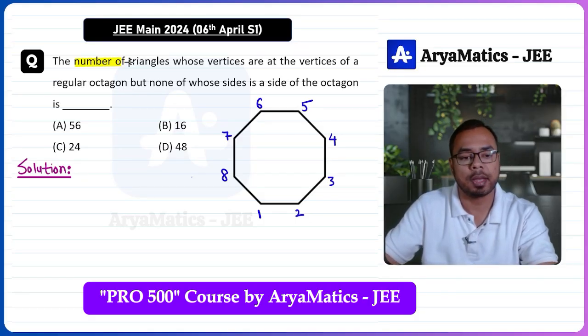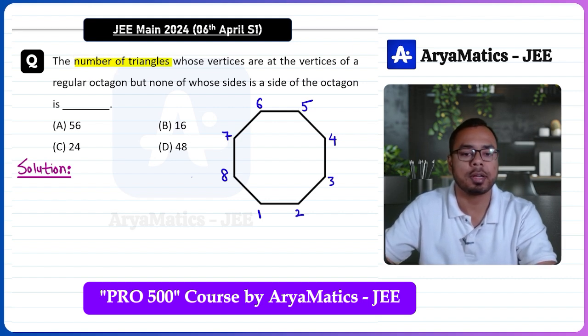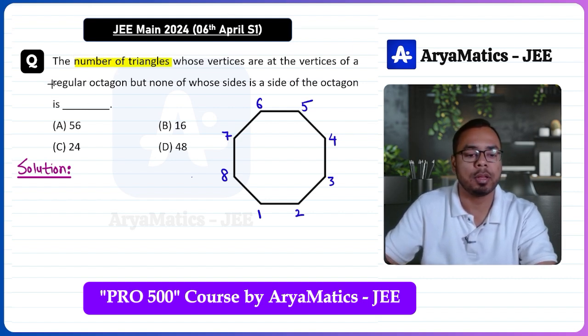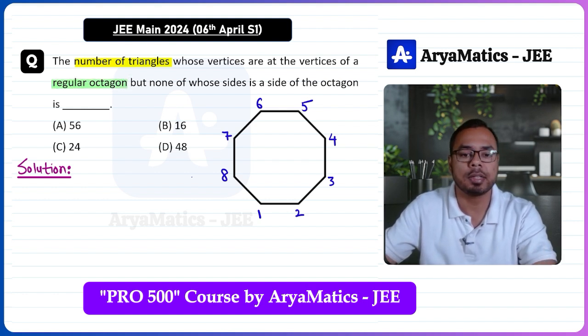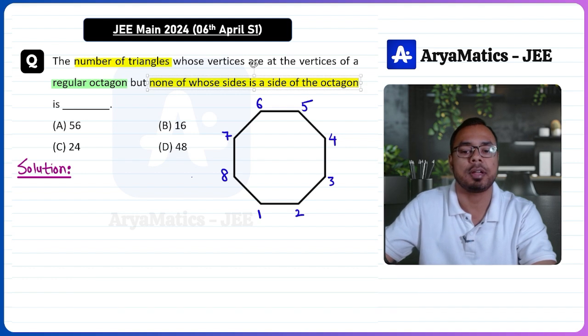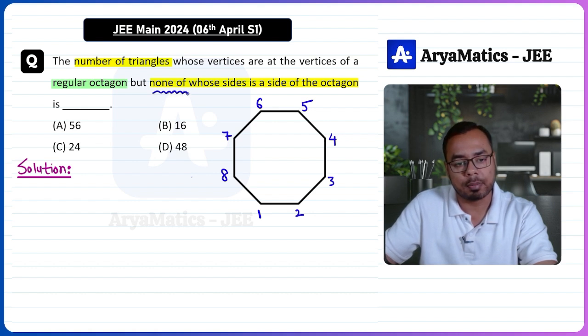Find the number of triangles whose vertices are vertices of a regular octagon. Octagon means a polygon having 8 sides. So we have to find the number of triangles whose vertices are vertices of a regular octagon, but none of whose side is a side of the octagon. So this is one interesting problem. And here the important line is that there should not be any common side between the octagon and the triangle.